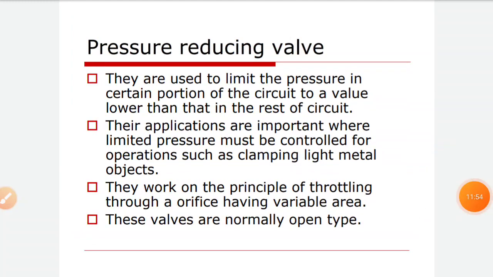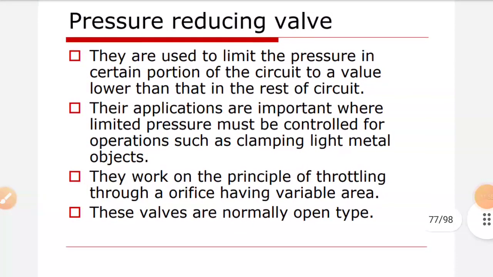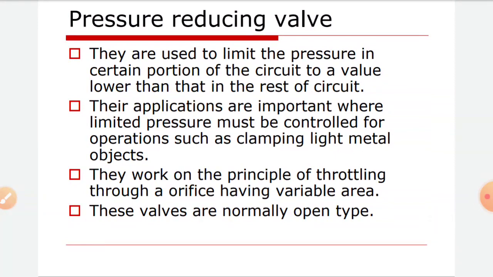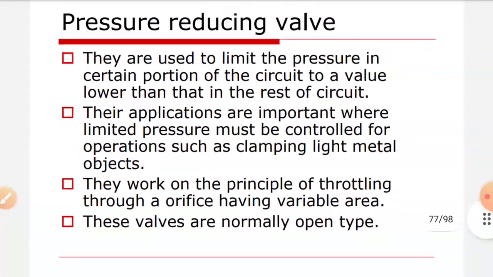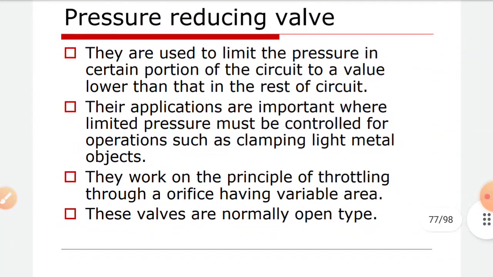Next point is a pressure reducing valve. Pressure reducing valves are used to limit the pressure in a certain portion of the circuit to a value lower than that in the rest of the circuit. Their applications are important where limited pressure must be controlled for operating, such as clamping a light metal object. They work on the principle of throttling through an orifice having a variable area. These valves are normally open type.